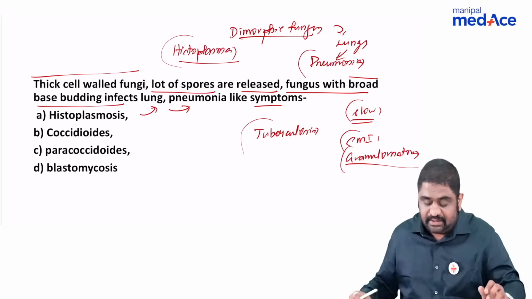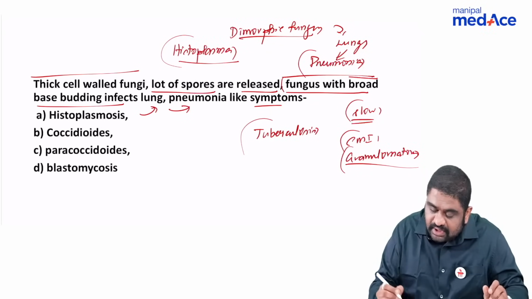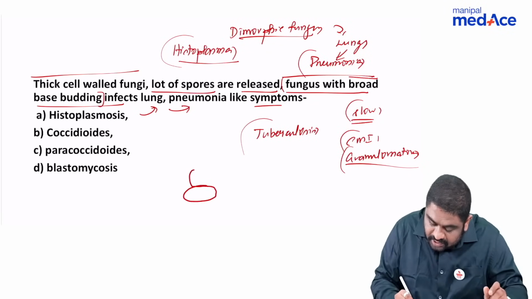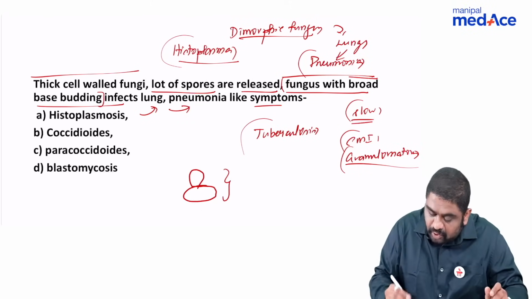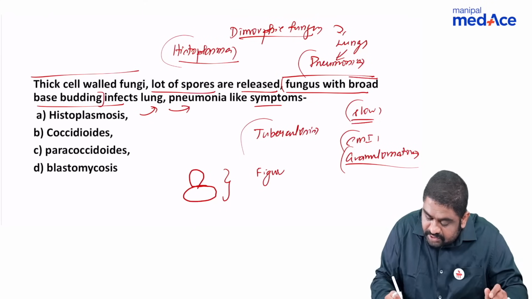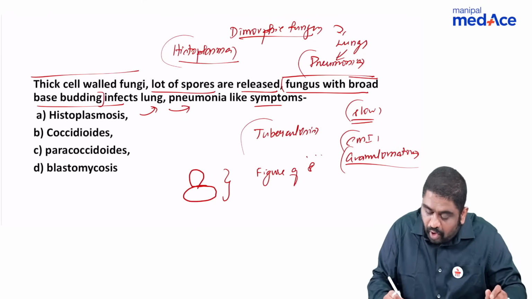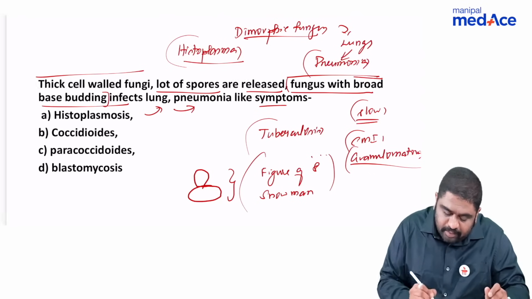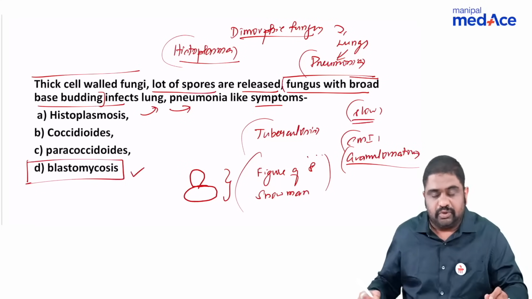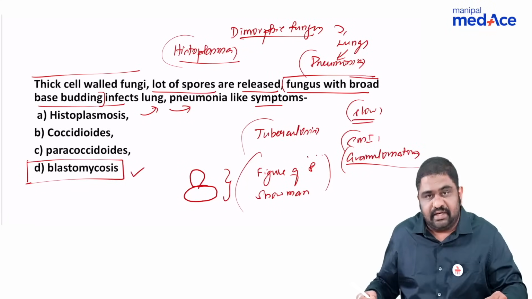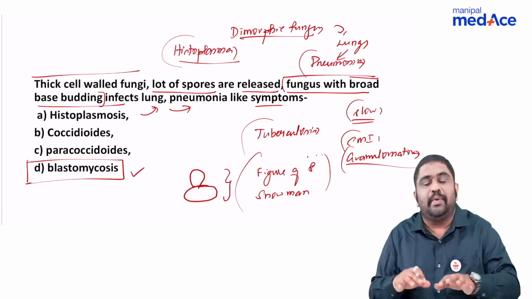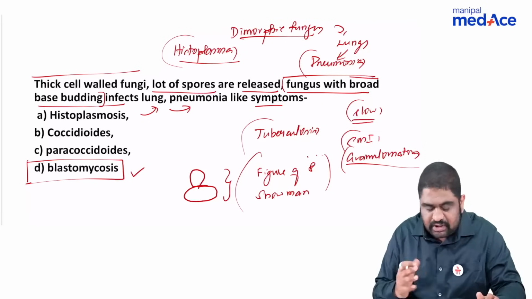But in this case, they are telling you the fungus is having a broad-based bud. It means when you try to draw the picture, this is how the picture will be. Now this looks like the figure of 8 appearance, or it can be a snowman appearance. Both of them point towards blastomycosis caused by Blastomyces dermatitidis. As the name suggests, dermatitidis is known for causing skin lesions also, which can produce squamous cell carcinoma-like lesions on the skin, verrucous lesions on the skin.